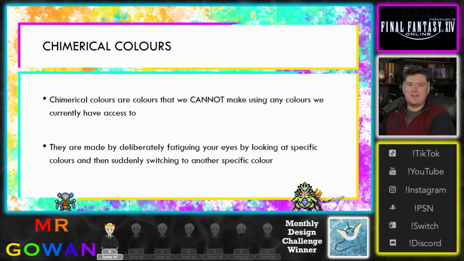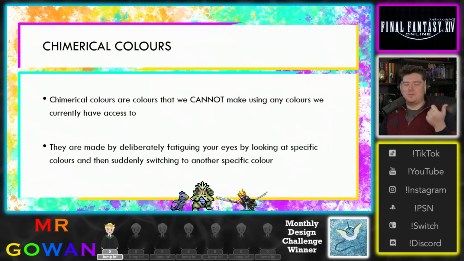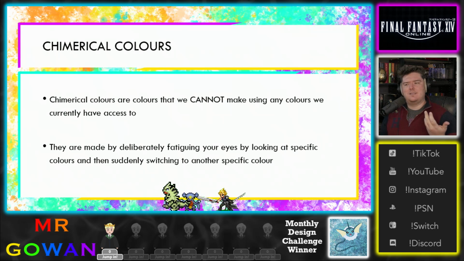Now we're on to our last topic. We're going to look at chimerical colors. This is a fun one. Keeping in mind that we've already talked about all of the different color options. We've talked about additive color. We've talked about subtractive color. We've talked about all the different colors that we can potentially make by mixing red, blue, and green light.